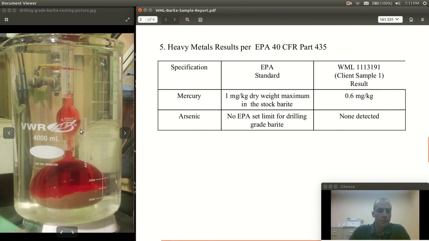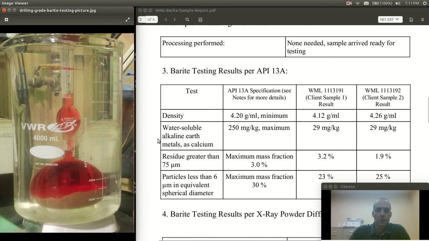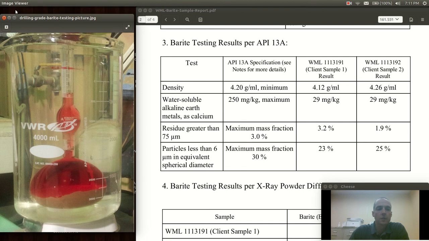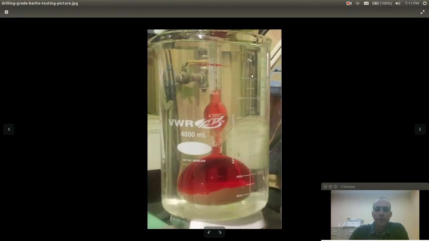So the image over here on the left is actually the Le Chatelier's flask with kerosene in it, in a water bath, maintaining its temperature. And that is the way that density is measured of barite in the API 13 alpha.